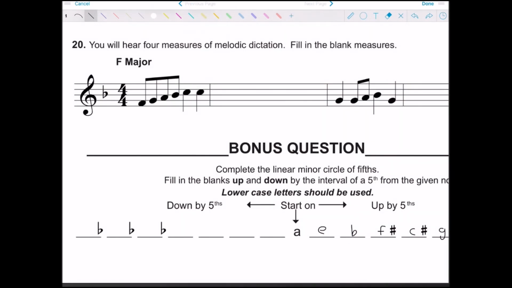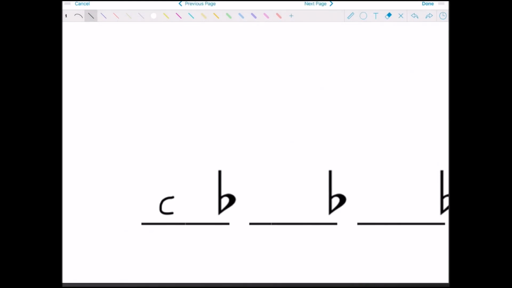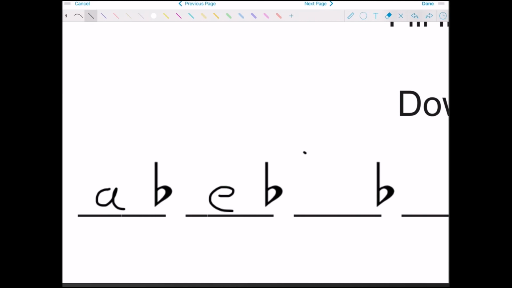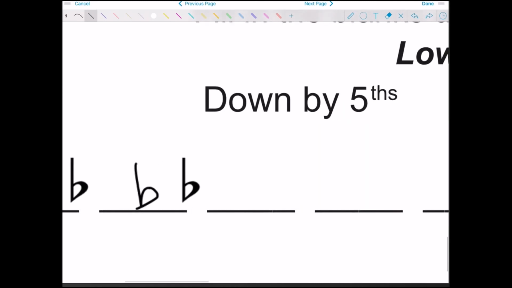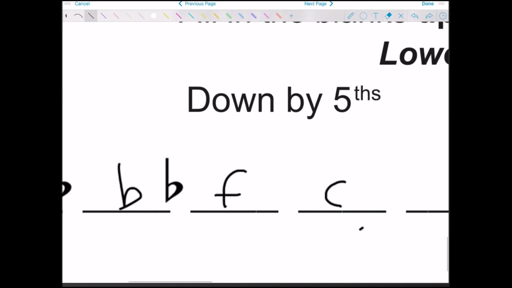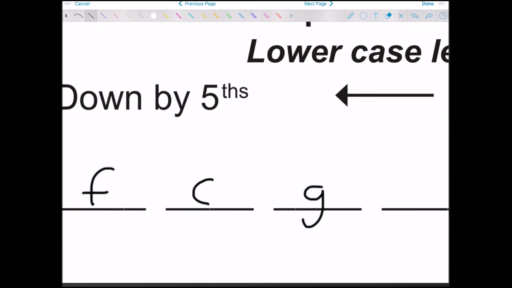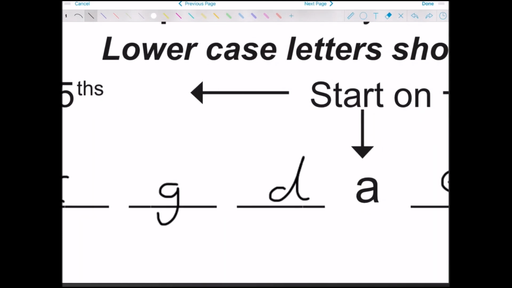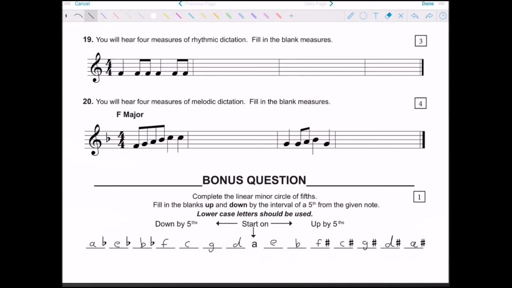You should know, if you don't know the words to go backwards on that silly sentence or you haven't made one up yet, then you should know that we're going to stop here on A. So that's alleys eating bugs. Fat cats go down alleys. And that is the minor circle of fifths. All you have to do is know that silly sentence, and it will help you out so much during this test.